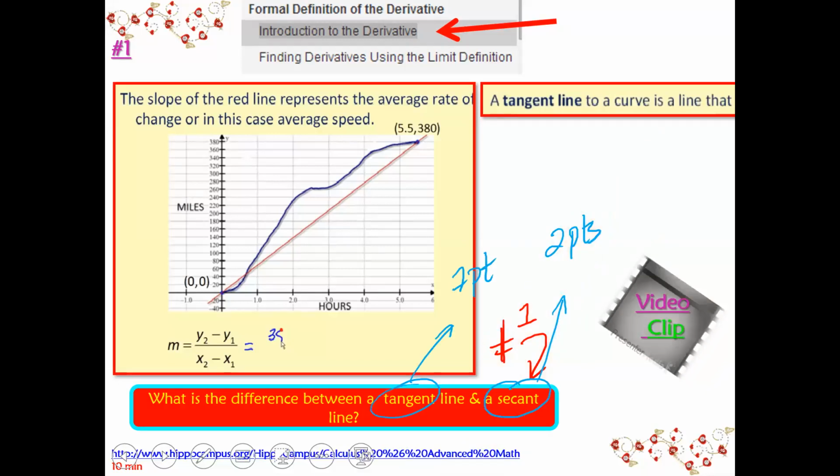All right, so first things first. The slope of the red line represents the average rate of change, or in this case, the average speed. And then you have a tangent line and a secant line. A tangent line is a line touching a point on a graph where it represents slope. A secant line essentially is just 2 points.